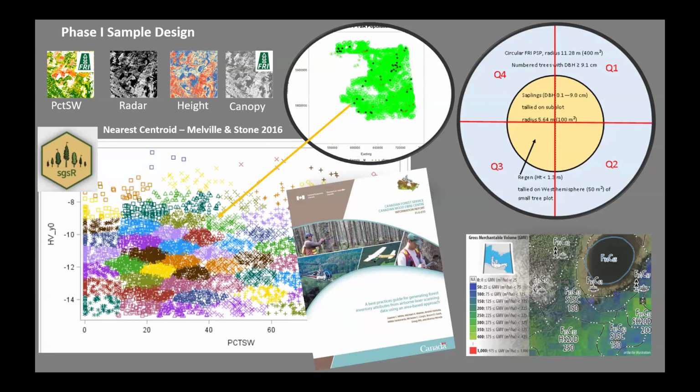So it's a nested plot, 11.28 meter radius for large trees, and large tree is any tree greater than 9 centimeters. Then there's a nested subplot for saplings, and that's all trees from breast height up to that 9 centimeters. And then we split that subplot in half and measure what we call the regenerating layer, or all the tree species from 0 to 1.3 meters tall. There is a subsample of age plots, so that there are age cores extracted from trees in each of the quadrants and in the center of the plot.